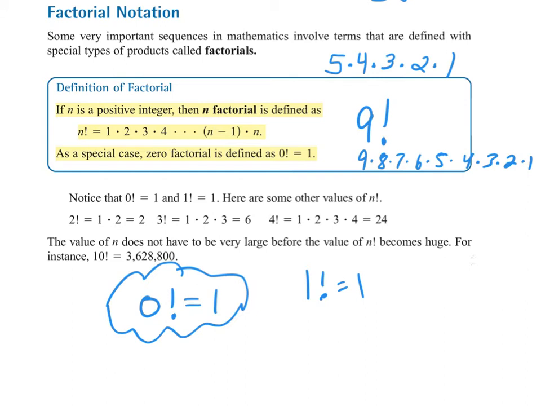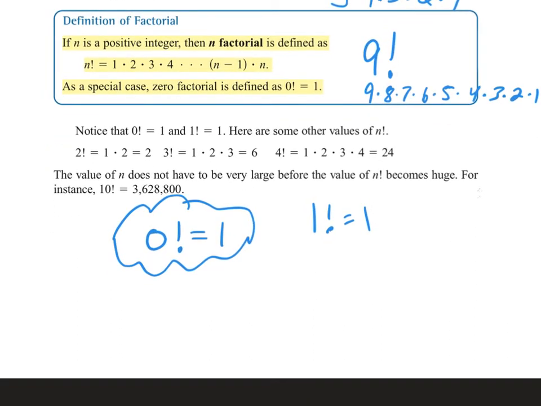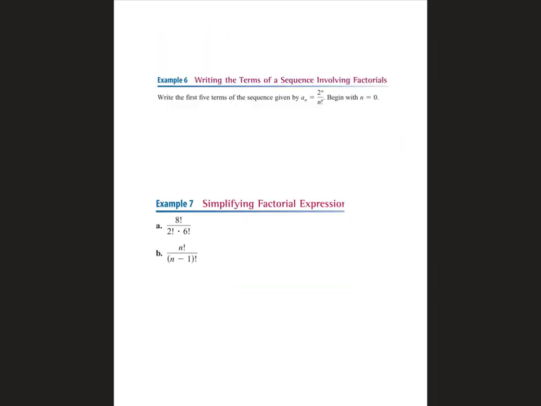All right, so like if you had a question on WebAssign and it said evaluate 6 factorial, what I want you to see is I want to see that you guys understand. This would be on a quiz or a test. I want to see that you understand 6 by 5, 4, 3, 2, that you know what that means. And then you can just do it in your calculator. That's it. Are there negative factorials? Questions? We okay? All right, let's do some examples.